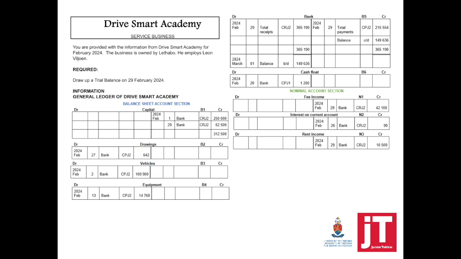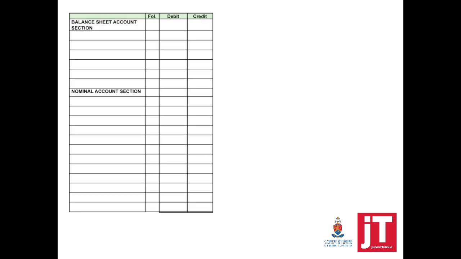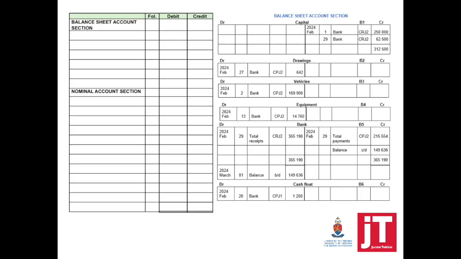And now we're going to use the same activity where we've done the general ledger, and we're going to post it to the next step, the trial balance, and we're going to see if we've done this whole process correctly. And how do we know if we've done it correctly? If the debit side is equal to the credit side, it means we've done it 100% correct. So this is another way of asking for the trial balance. So we start now with the balance sheet account section.